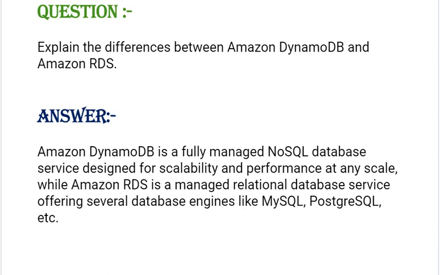Our next interview question is explain the differences between Amazon DynamoDB and Amazon RDS. Your answer should be Amazon DynamoDB is a fully managed NoSQL database service designed for scalability and performance at any scale, while Amazon RDS is a managed relational database service offering several database engines like MySQL, PostgreSQL, etc.